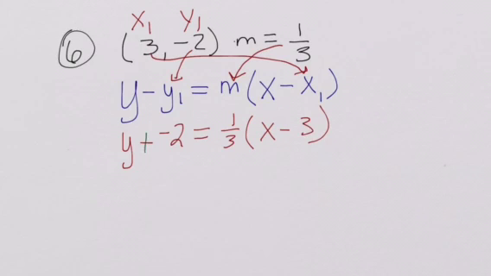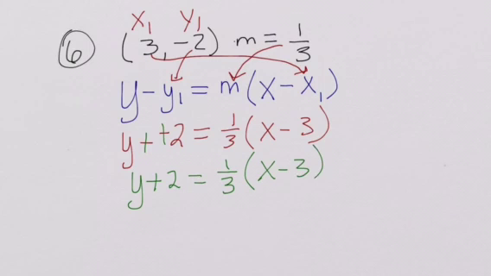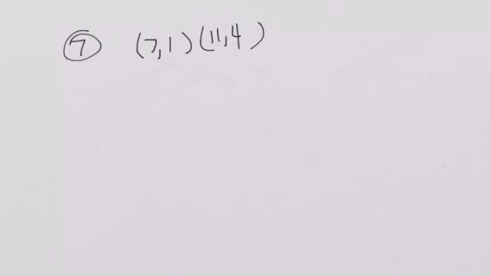When do we subtract? Never. What do we do instead? Add a line, change the sign. So it's y plus 2 is equal to 1/3 times x minus 3. And that would be our answer in point slope form.